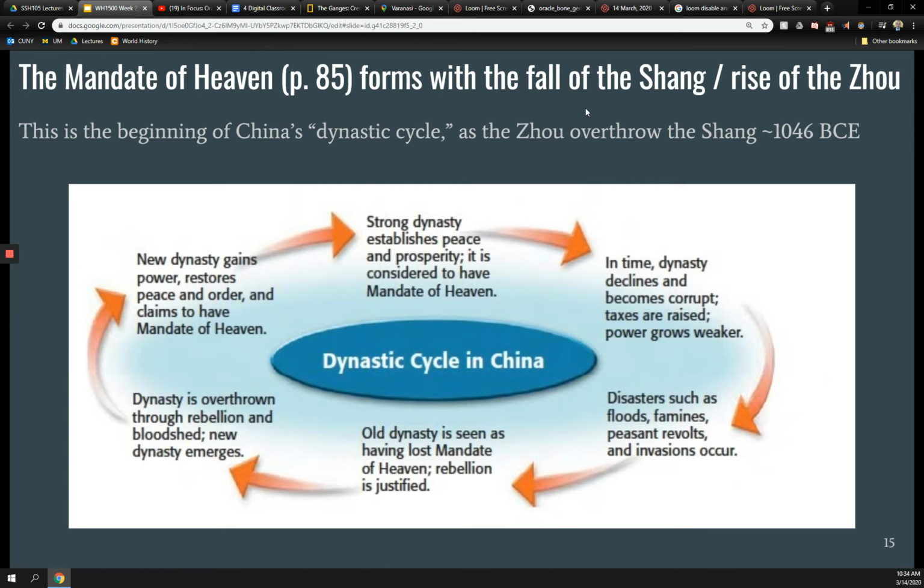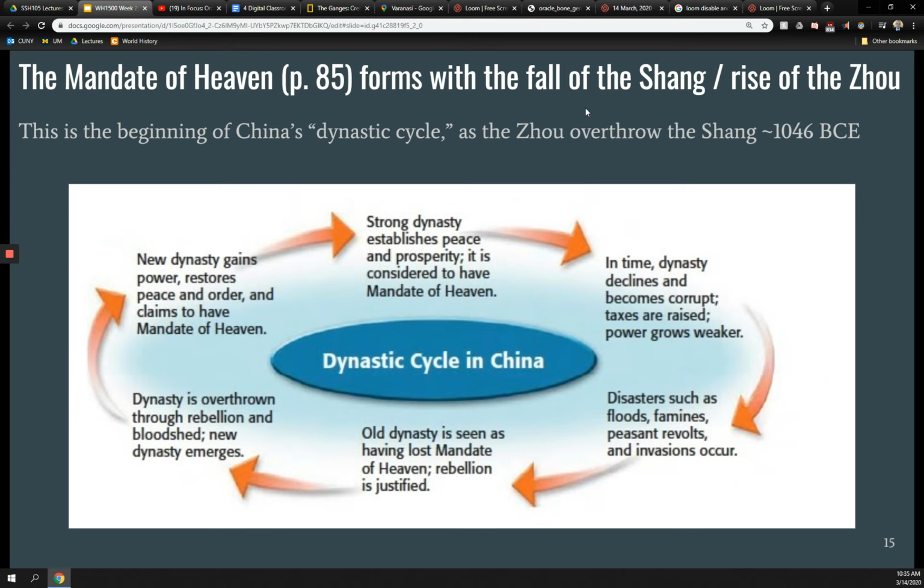And then later on, maybe two or three generations down the line, you could lose it. Your grandson might lose the mandate of heaven and someone else would take over. So when the Shang fell, they had several rulers in a row who were considered to be kind of despotic, kind of evil, not really looking out for the people below them. And so the Zhou rose up to overthrow the Shang with this justification of the mandate of heaven.